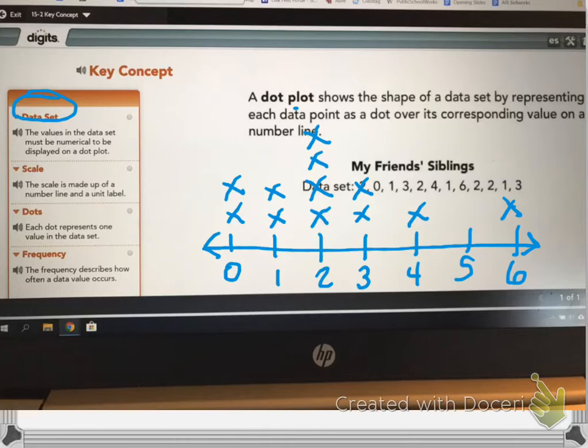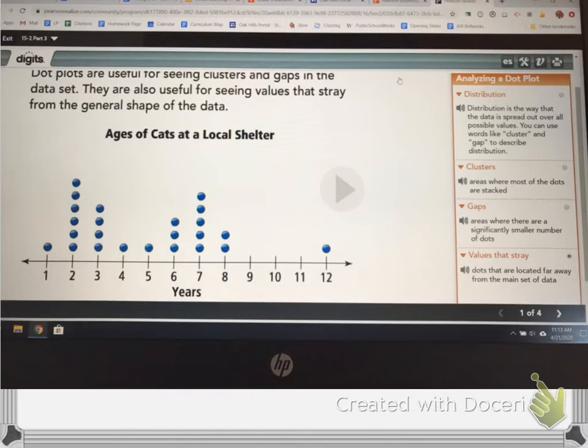Really quick, we can see that 2 of my friends have 0 siblings. 2 of my friends have 1 sibling. 4 of my friends have 2 siblings. 2 of my friends have 3 siblings. 1 has 4 siblings. I don't have any friends that have 5 siblings. And I have 1 friend that has 6 siblings. So this is just a quick explanation of dot plots.